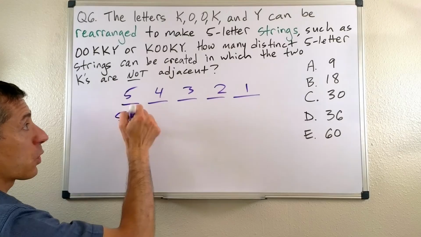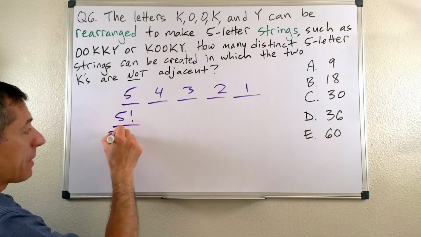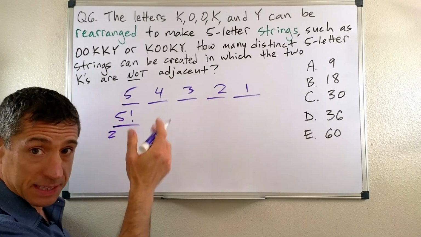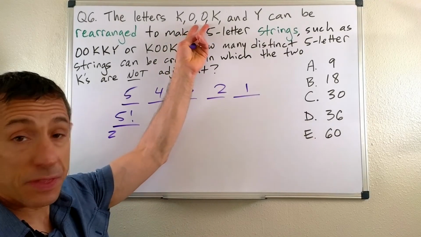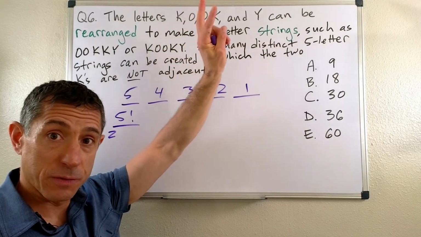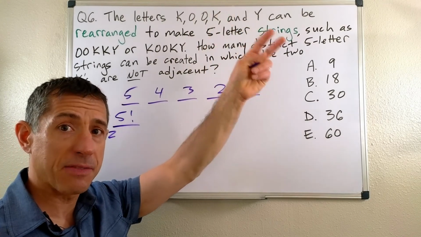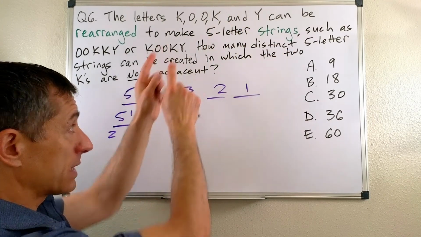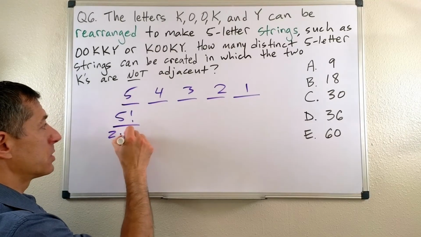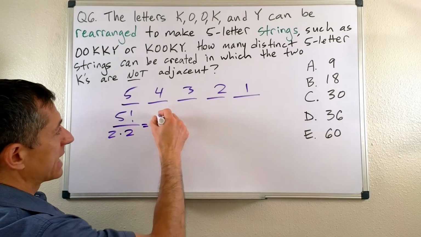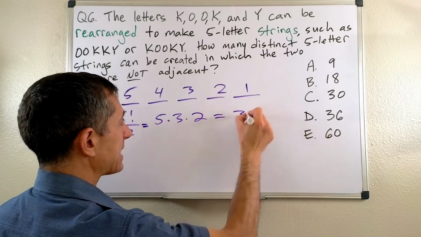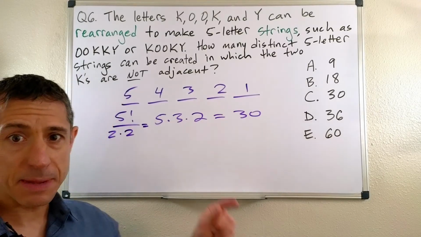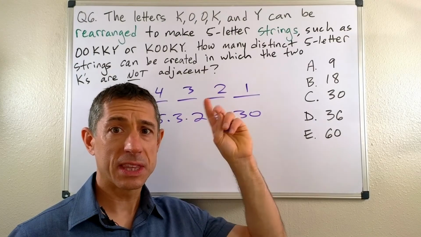So we've got the 5 factorial here. We divide it by 2 or 2 factorial, same thing, to take out the redundancy of the K's. Same deal with the O's, right? That's another factor of 2 where we're going to be overcounting by a factor of 2 if we don't take that 2 out here. So times 2 in the denominator. That's going to give us 5 times 3 times 2 if we do a little canceling. And that's 30 different ways to make a 5-letter string with these letters.